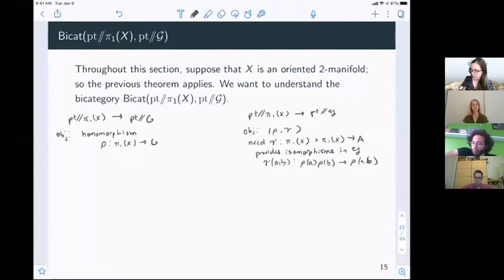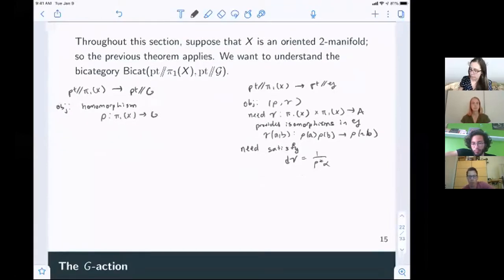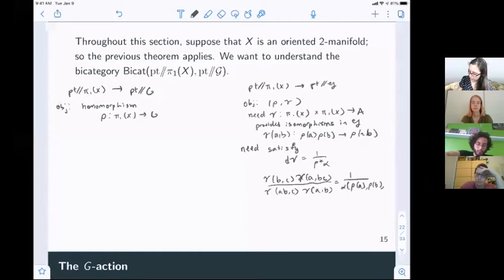We also need to have rho and alpha satisfy a compatibility condition, which is that D gamma has to be equal to 1 of rho star alpha, or in other words, that gamma of BC, oops, ABC has to be equal to 1 of rho of alpha of rho of A, rho of B, rho of C.